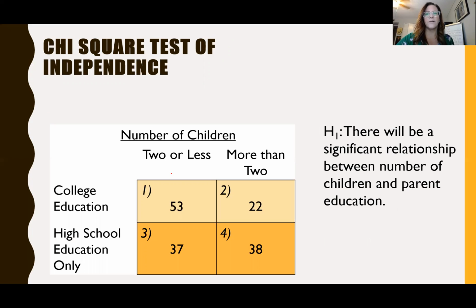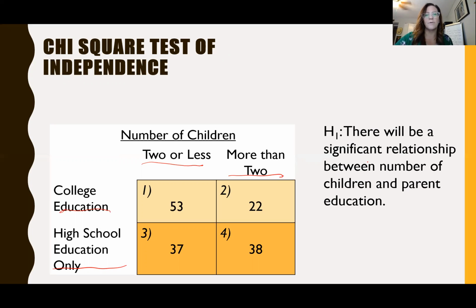So we have 2 different categories: 2 or less children, or more than 2 children. And then it looks like we're looking at education: college education or high school only education. So we're looking at, is there a relationship between education level and number of children that families have? Our alternative hypothesis is that there will be a significant relationship between number of children and parent education.